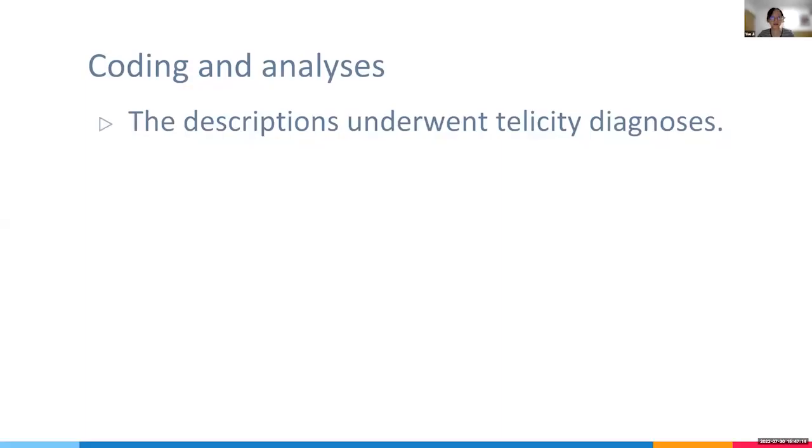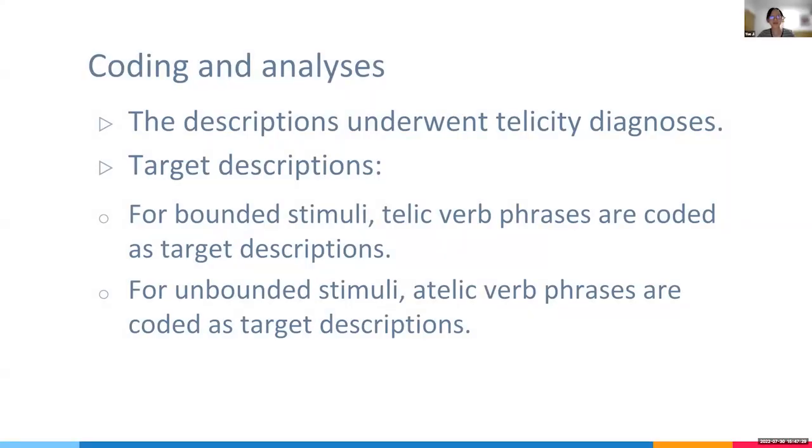And then the descriptions underwent telicity diagnosis. Here I don't have time to explain the diagnosis, but I am happy to explain more in the discussion. And then we measured the proportion of target descriptions. So for bounded stimuli, the telic verb phrases are coded as target descriptions. And for unbounded stimuli, atelic verb phrases are coded as target descriptions.